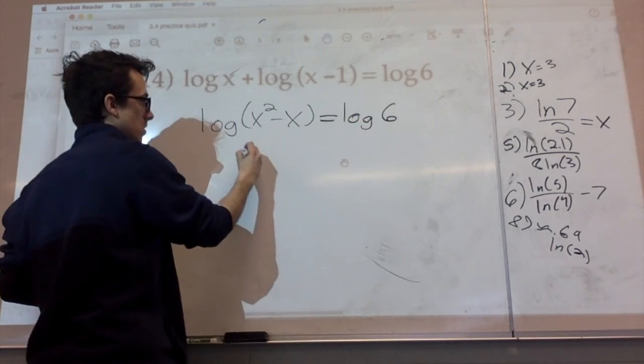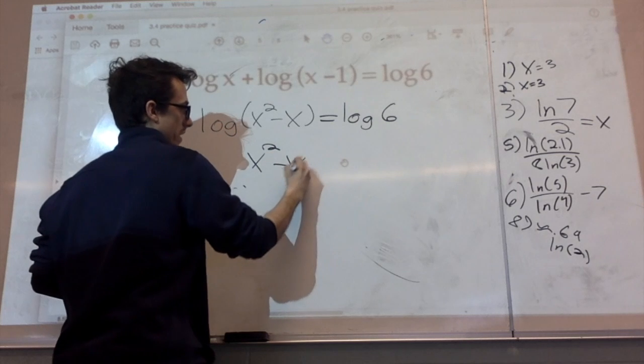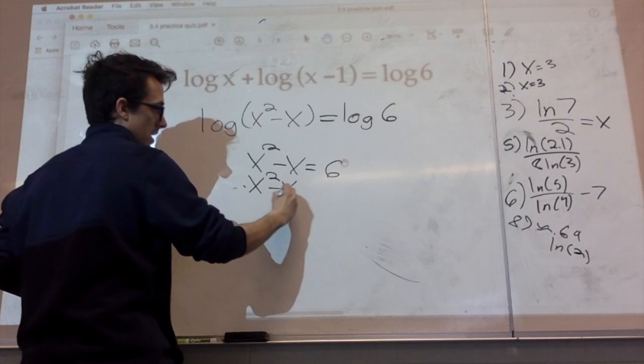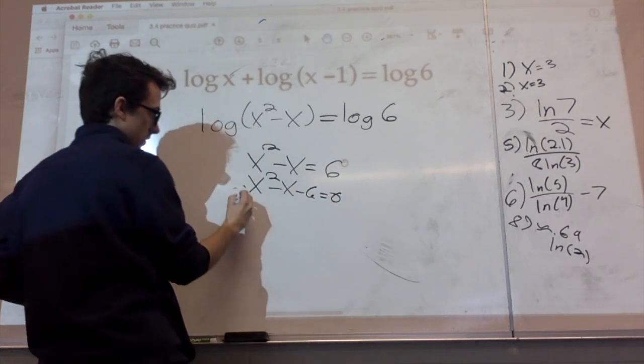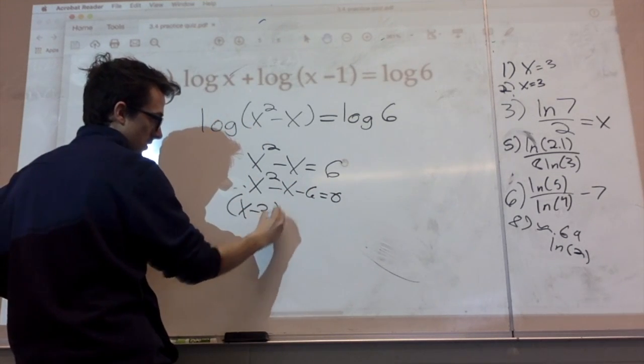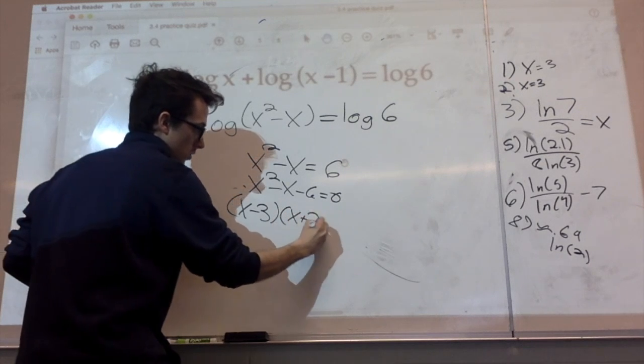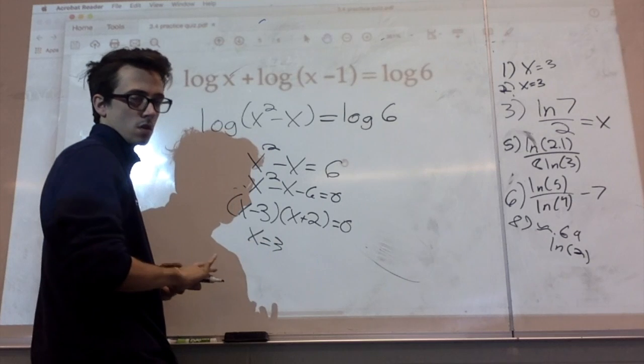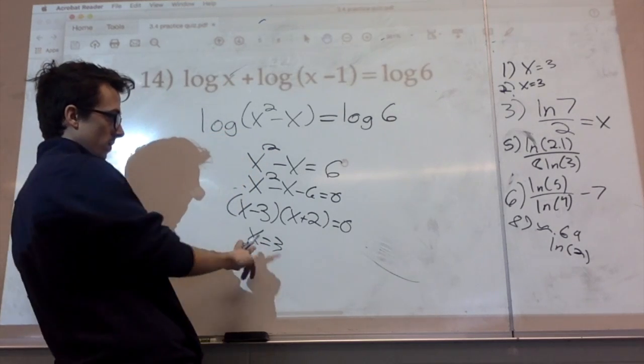Since these are now equal, x squared minus x equals 6. Move that to one side. This is now going to be (x minus 3)(x plus 2) equals 0. X equals 3 or negative 2.